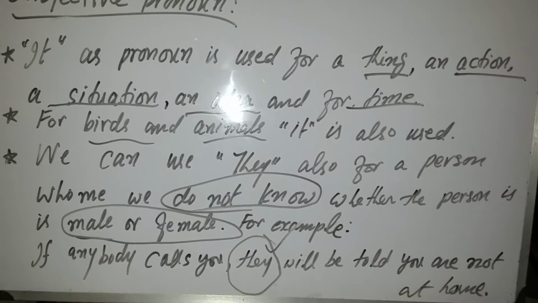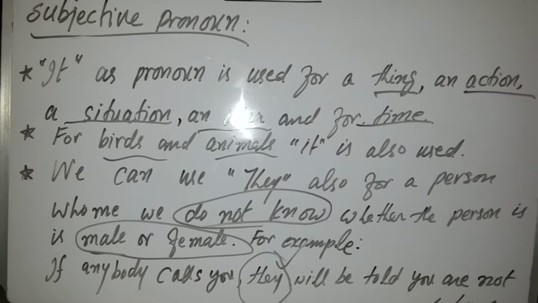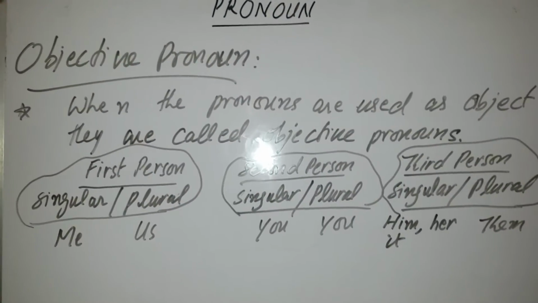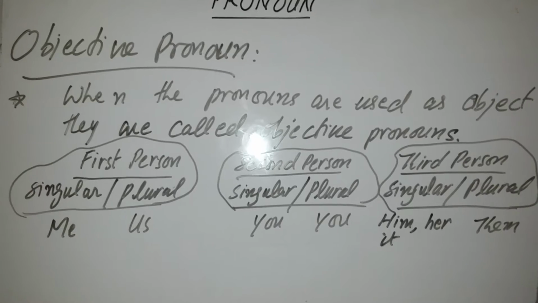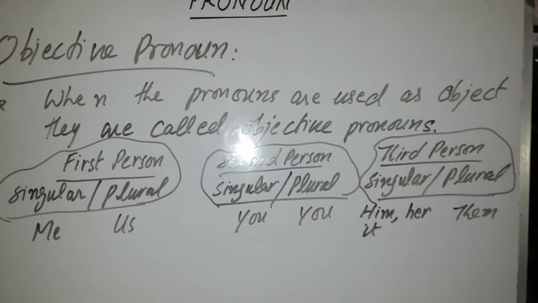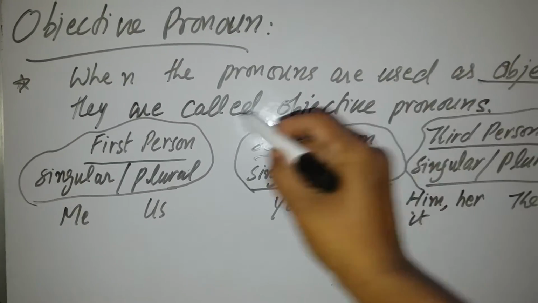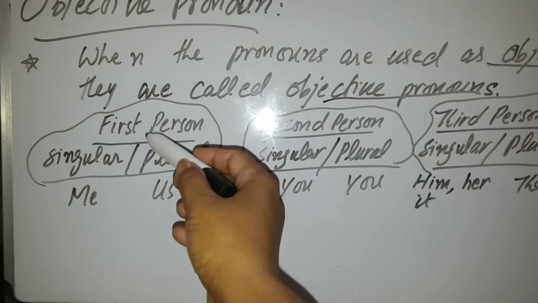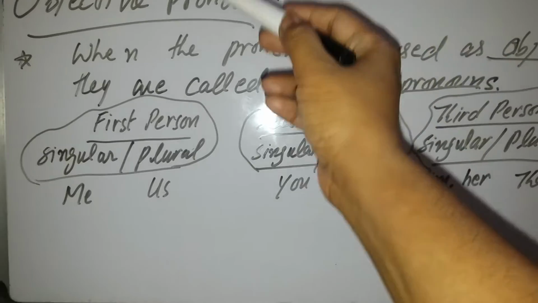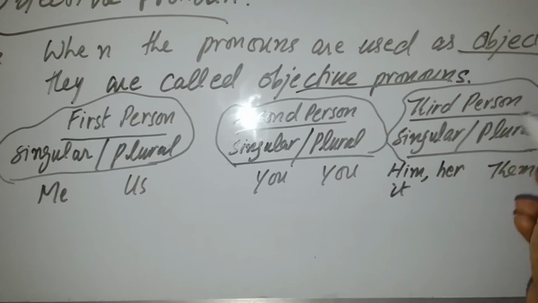Now we will proceed towards the second kind of pronoun, that is the objective pronoun. When the pronouns are used as object, they are called objective pronouns. Now there are first person, second person and third person objective pronouns: first person singular and plural, second person singular and plural, third person singular and plural.